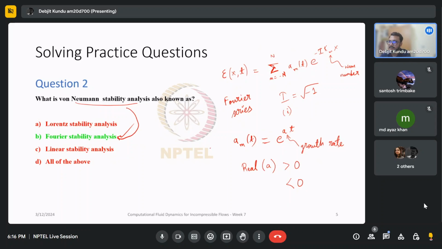The reason behind assuming that the amplitude is an exponential function is that errors have been seen to grow exponentially in case of unstable solutions. So it makes sense that each error mode would also grow in an exponential fashion. That's why this ansatz is used, and that's how we find out the growth rates, which determine the stability of the numerical scheme. Any questions on this?